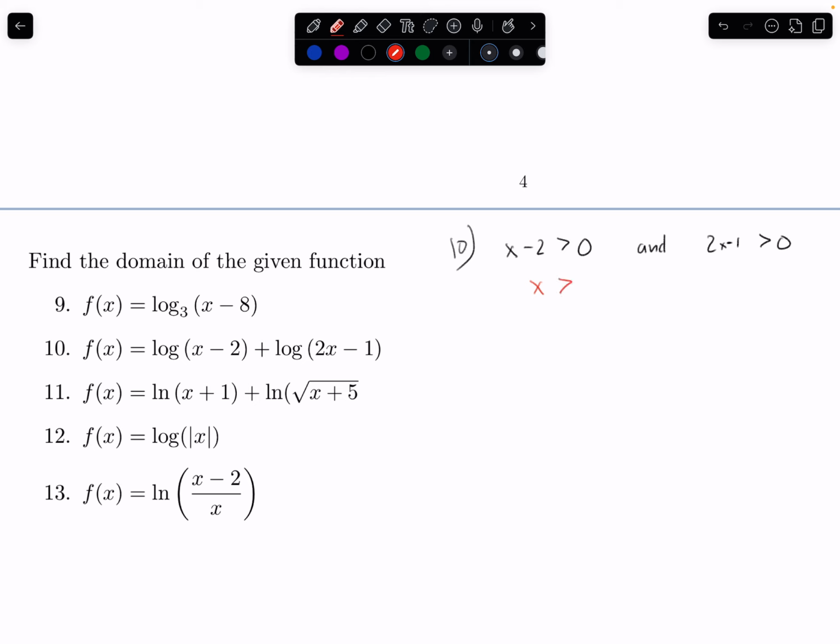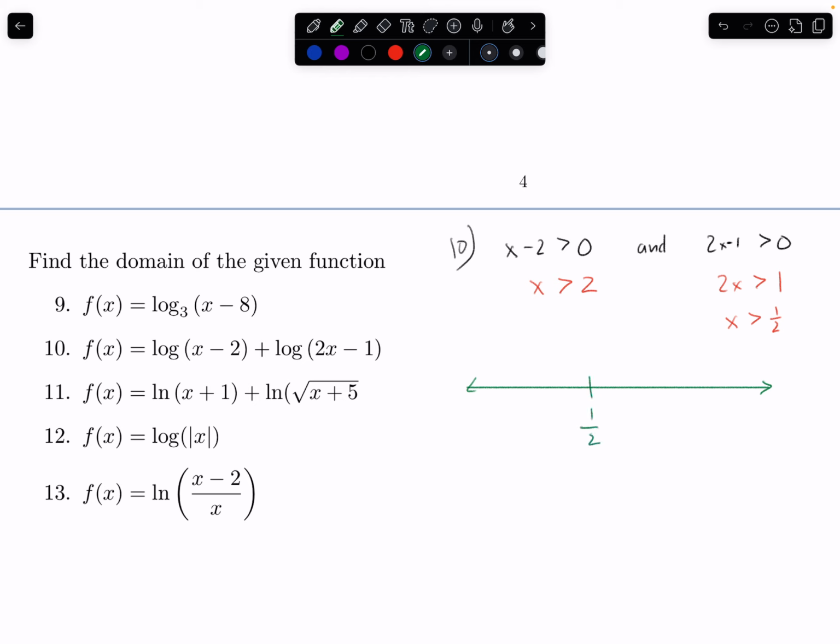x minus 2 bigger than 0 means x is bigger than 2. Easy. 2x minus 1 bigger than 0 means 2x is bigger than positive 1, moving 1 to both sides. Divide by 2, x is bigger than a half. So where do those guys overlap? Let's just sketch this on a number line real quick. I can tell you right now, the answer is from 2 onwards, but let's just sketch it.